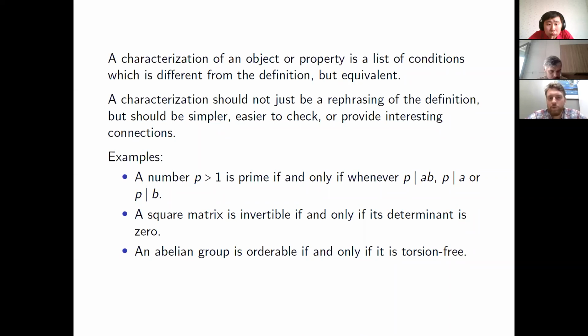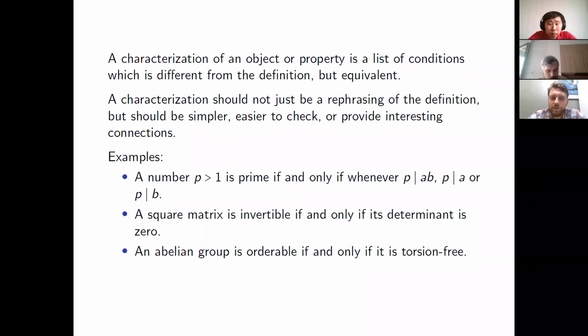A square matrix is invertible if and only if its determinant is non-zero. So to see if something's invertible, the definition says you should look for a matrix that's its inverse. But this characterization gives you another way to check. You just compute the determinant, see whether it's 0 or not.